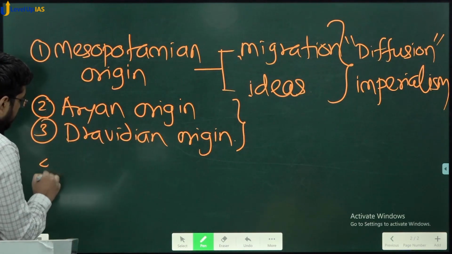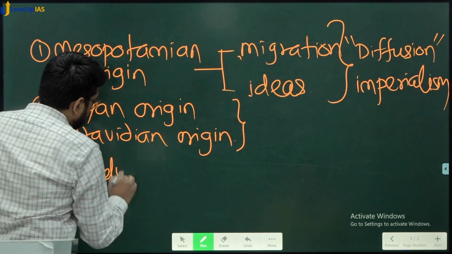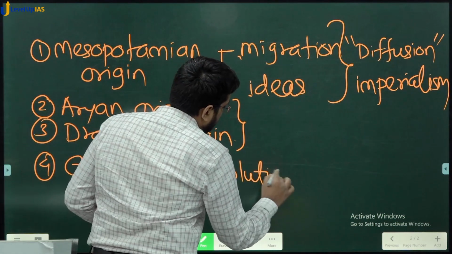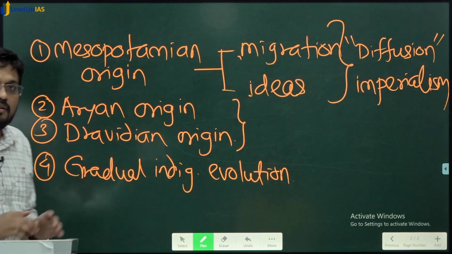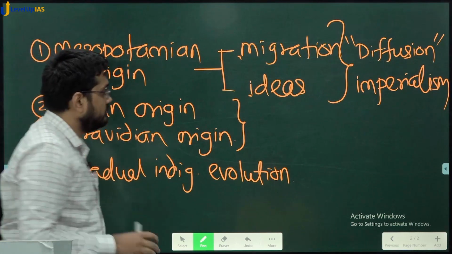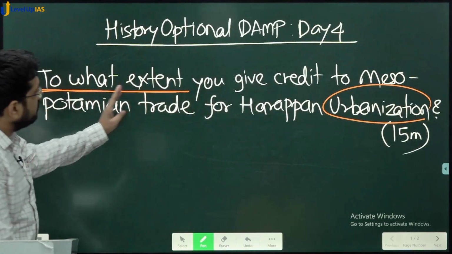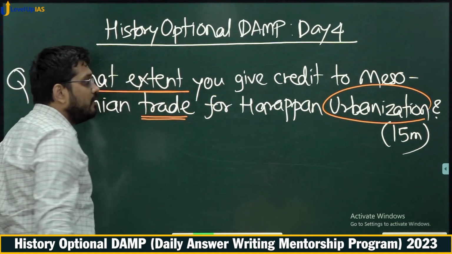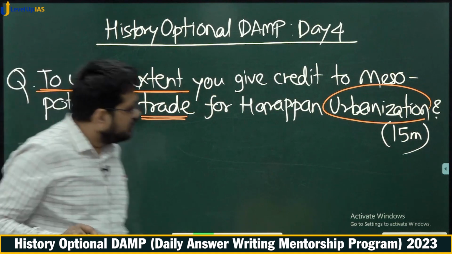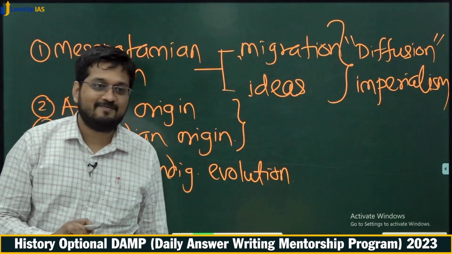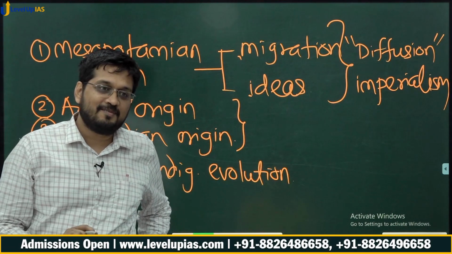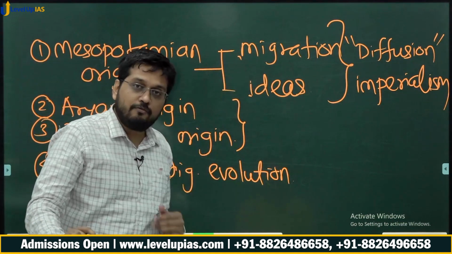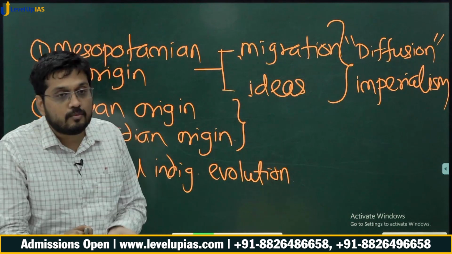And then we have the fourth theory, which is of gradual indigenous evolution. Now, in all this calculus, look at the question again for a moment. To what extent do you give credit to Mesopotamian trade for Harappan civilization, Harappan urbanization? Now, where do you put this question in these four theories? Can you guess? Is it a part of Mesopotamian origin? No, because that was about migration of people or migration of ideas. It does not talk about trade.